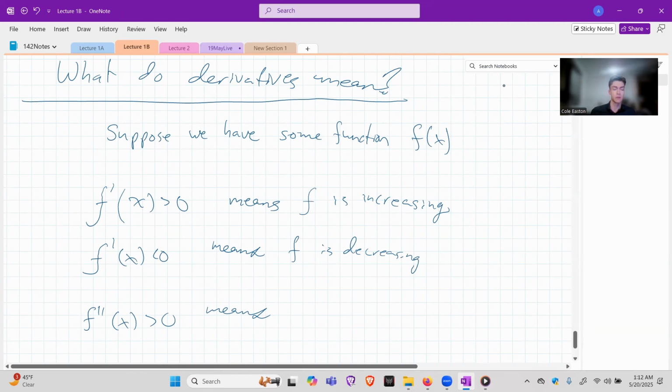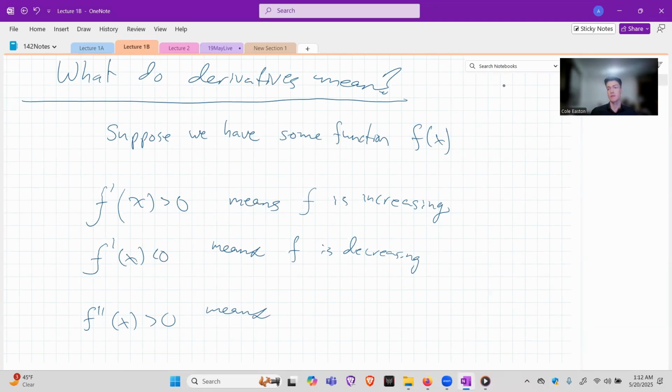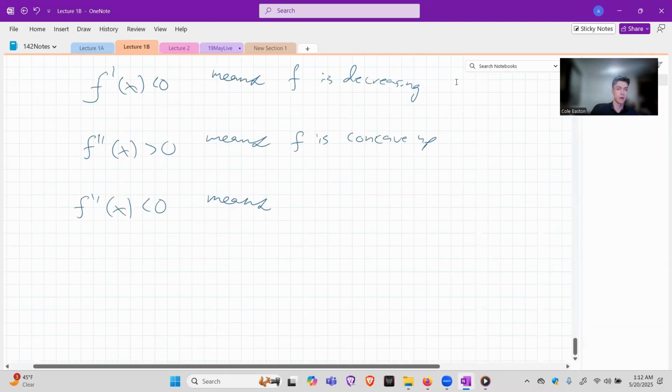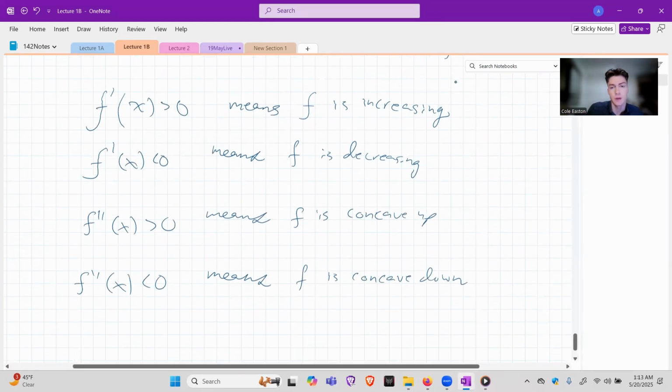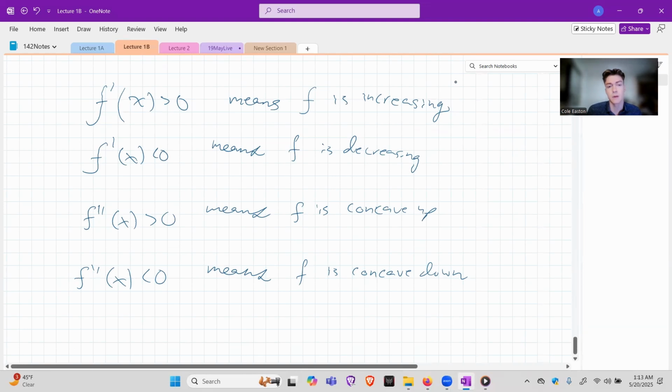So if f double prime is bigger than 0, this is the second derivative, right? Which just means the derivative of the derivative. That means that f is concave up. And if f double prime of x is less than 0, that means that f is concave down. And now we're going to use this information to help us graph functions using their derivatives.